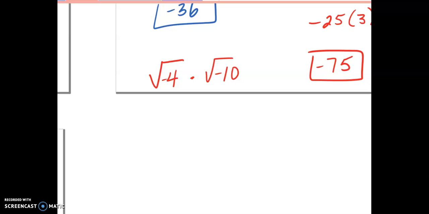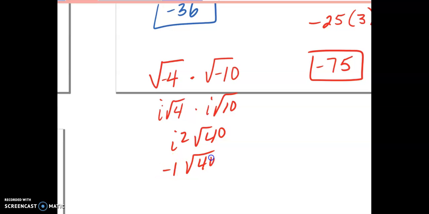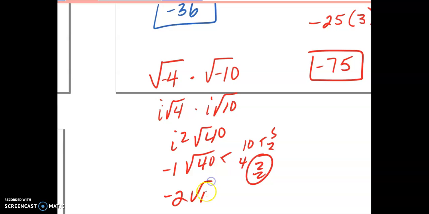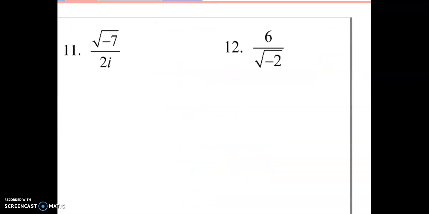All right, if you wouldn't mind, could you try square root of -4 times square root of -10 and see what you get? So i root 4 and i root 10 because you're not allowed to solve them. So i squared root 40, that becomes -1 root 40, 10, 4, 5, 2, 2, 2, pair of 2s, -2 root 10.